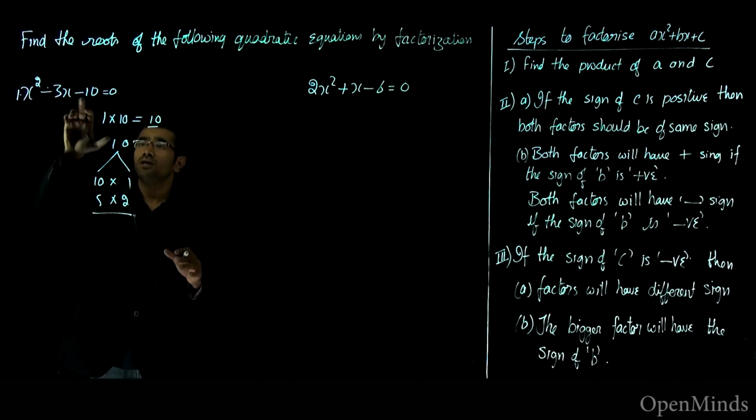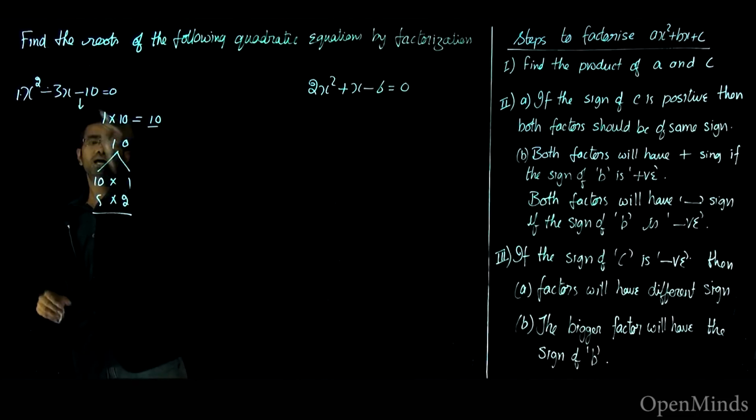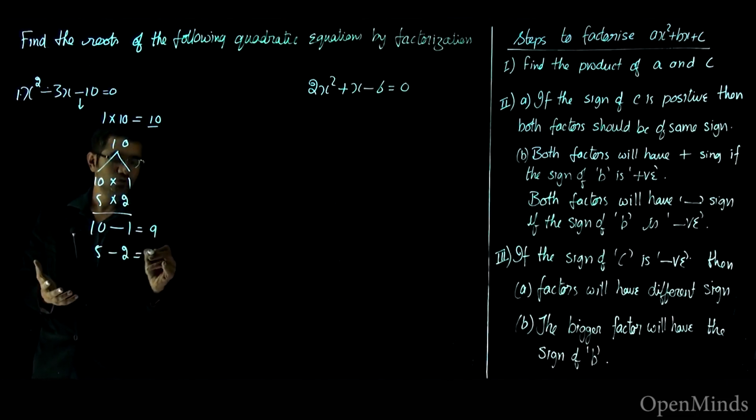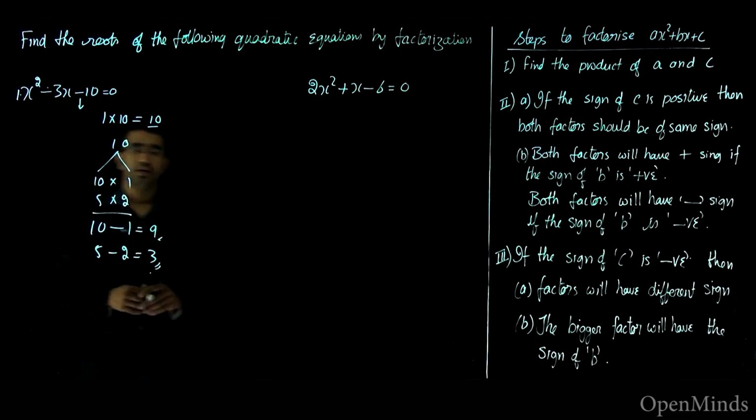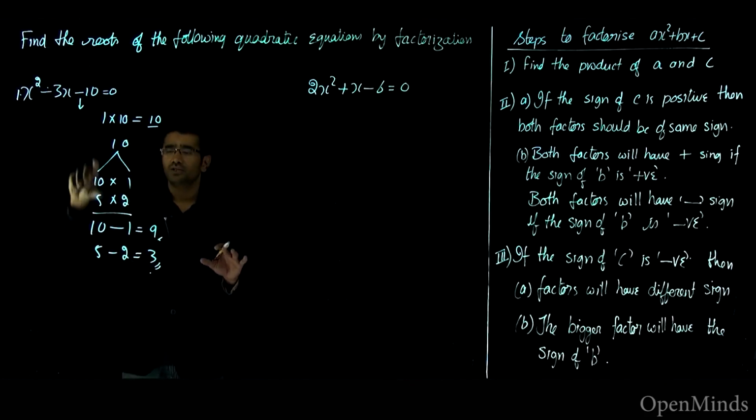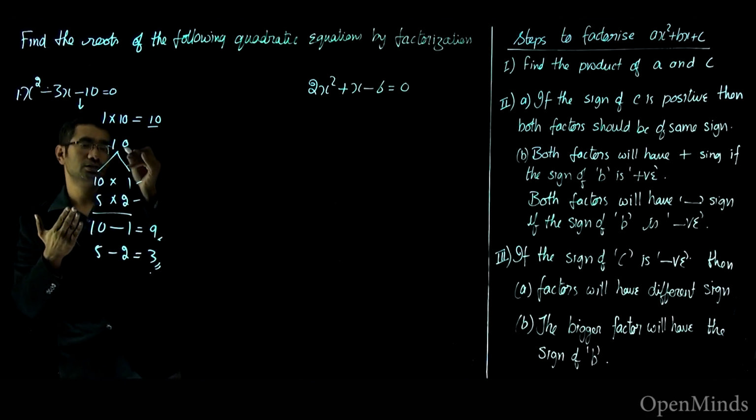Next thing what I do is find the sign of the constant, that is negative. If it is negative here, I got to subtract them. It means I have to do 10 minus 1, that is 9, and 5 minus 2, which is 3. See, we are all right. So now we understand 3 is what I have as the middle term.